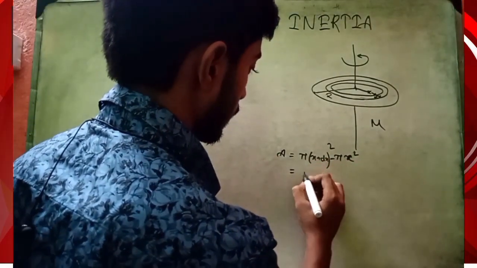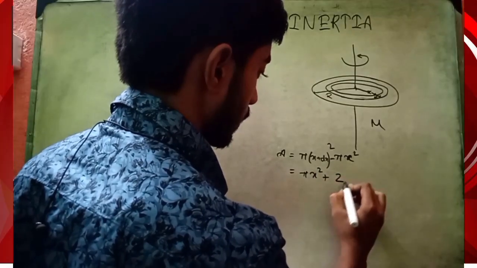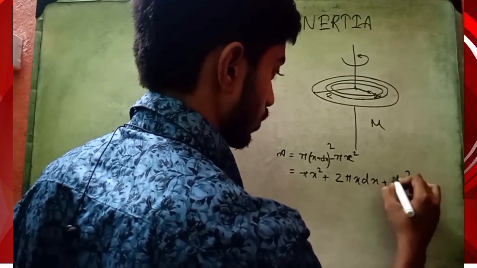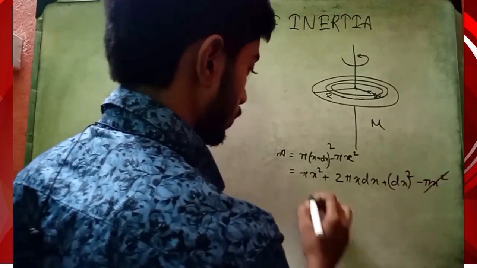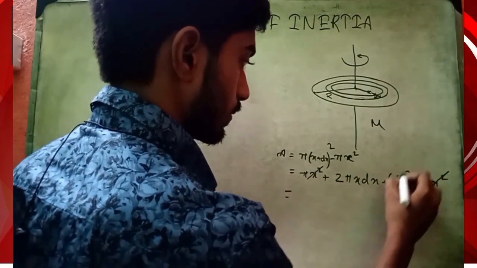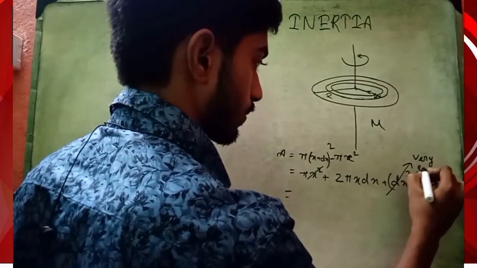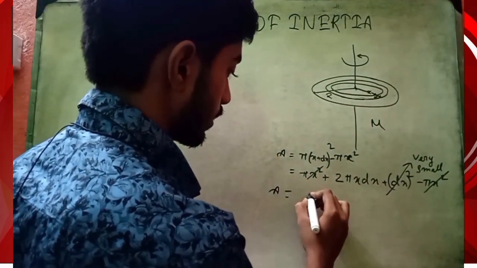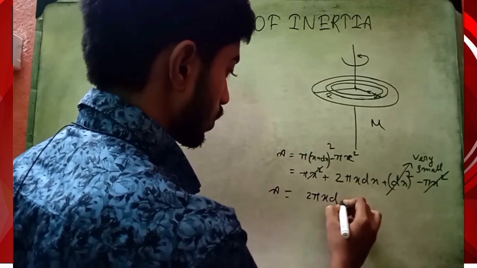So which is pi x square plus 2 pi x dx plus dx whole square minus pi x square. So this term is cancelled and this dx square term is very small, so we can neglect it. So the area of this elementary part of this disk is 2 pi x dx.